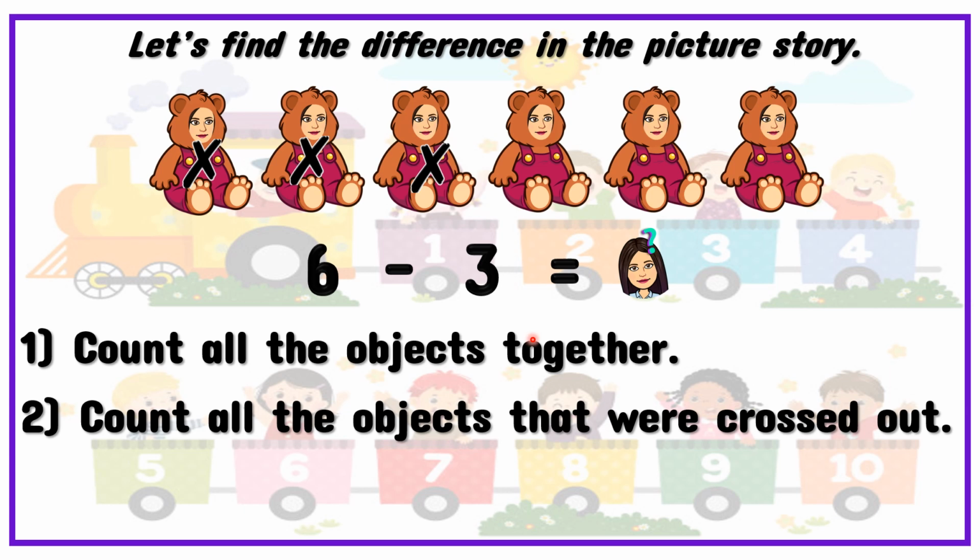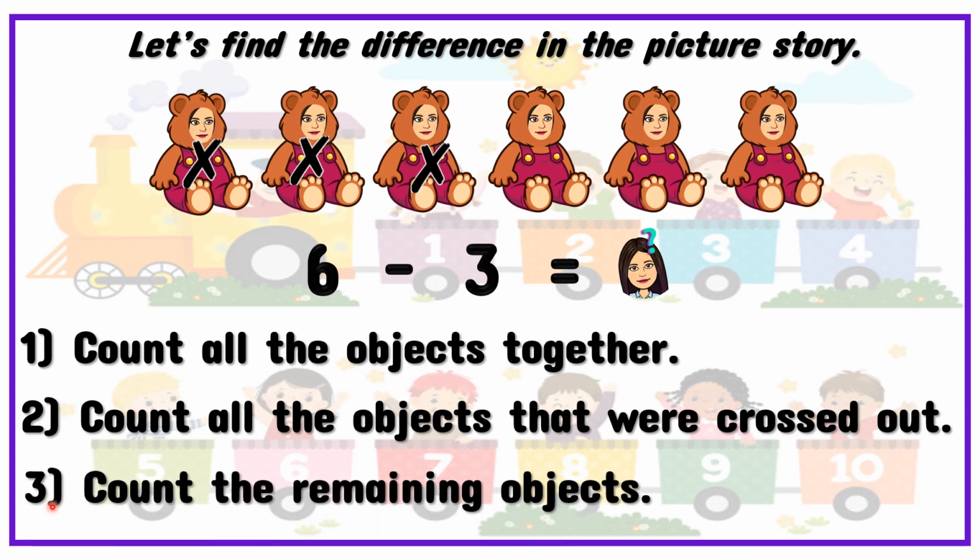And to find this, we're going to have the third step, count the remaining objects. So let's count. 1, 2, 3. So there are 3 remaining teddy bears. So it means 6, the total number of the objects, minus 3, the objects that were taken away or crossed out, is equal to 3. 3 is the difference or the answer in subtraction, and these are the remaining objects. Am I clear with this?